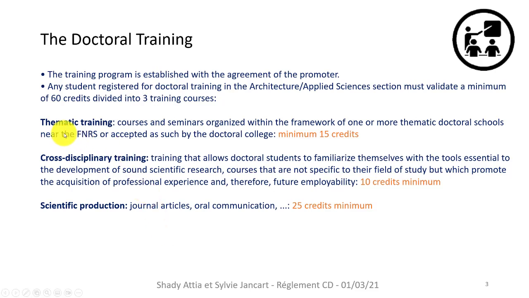The first training course is called the thematic training. The second is the cross-disciplinary training, and the third is the scientific production. One of the very important things to know is that the doctoral training entails a minimum of 60 ECTS, which means that you have to collect these credits by attending these activities and making sure that under these three topics you will have at least 15 credits for the thematic training, 10 credits for the cross-disciplinary training, and at least 25 credits for the scientific production.